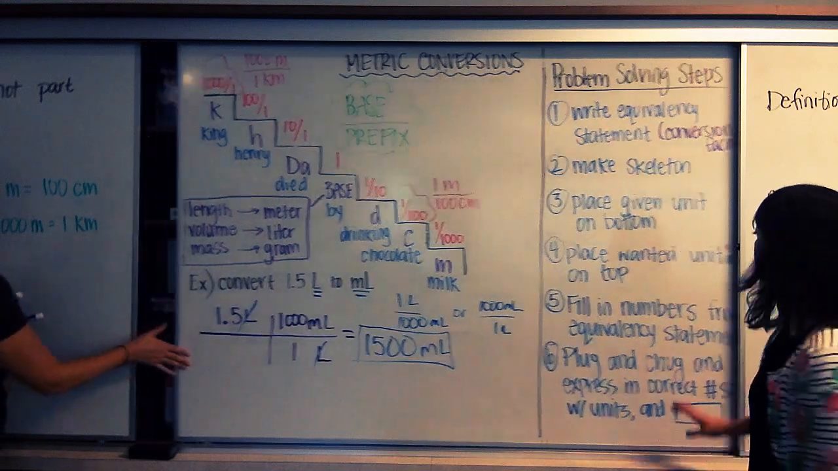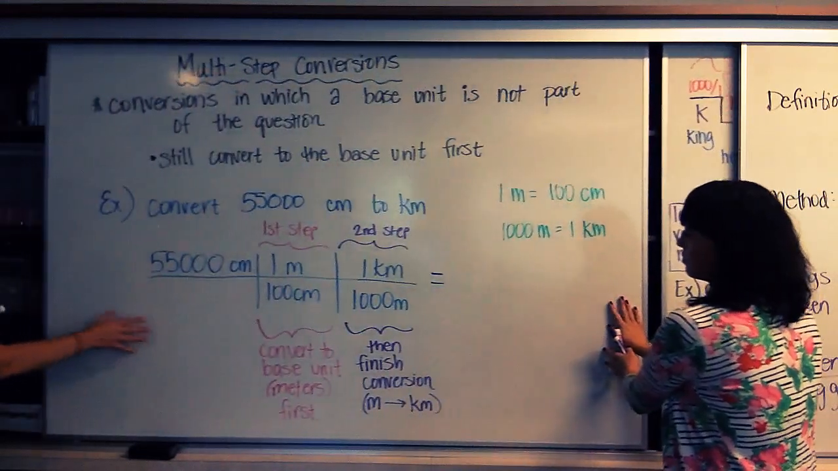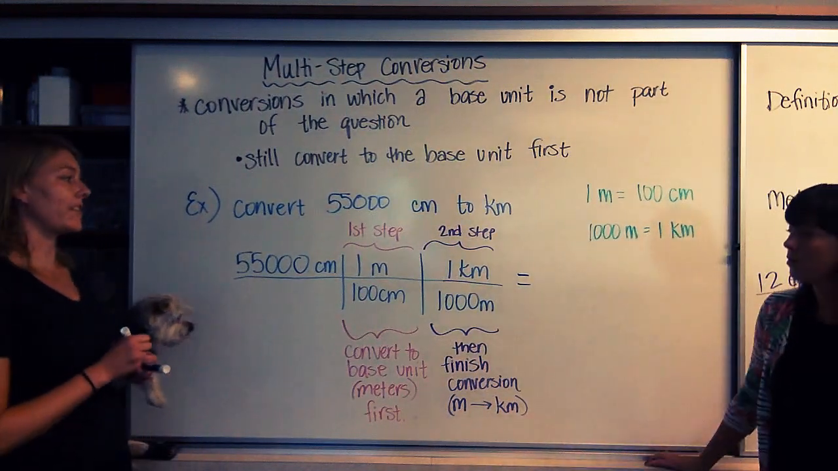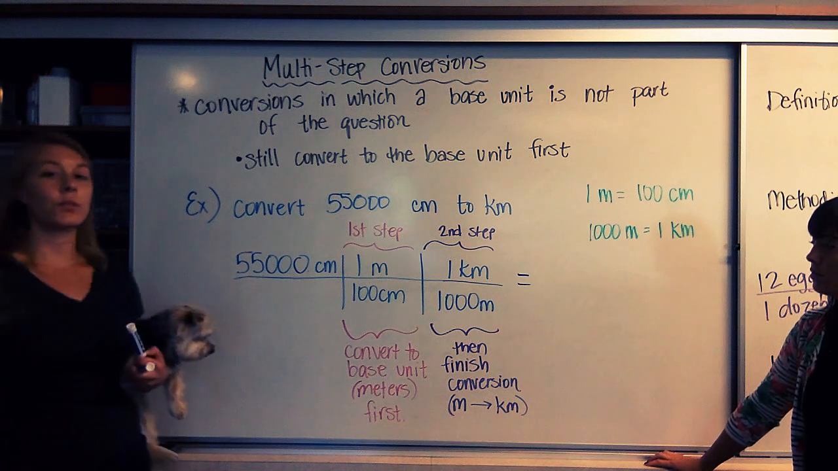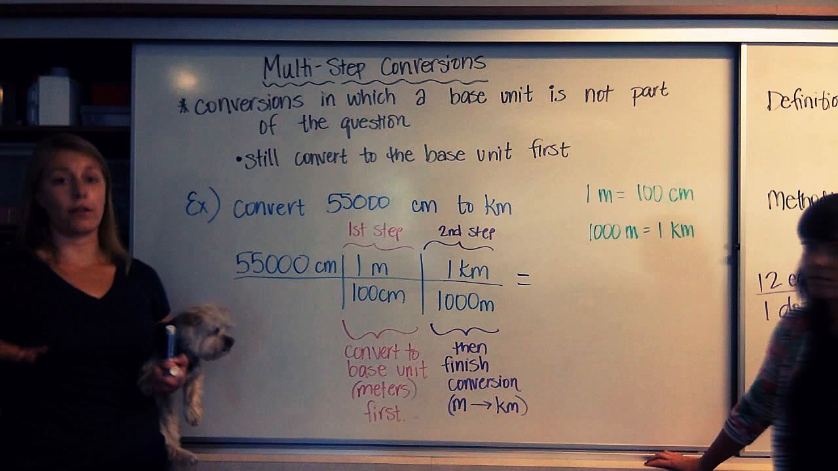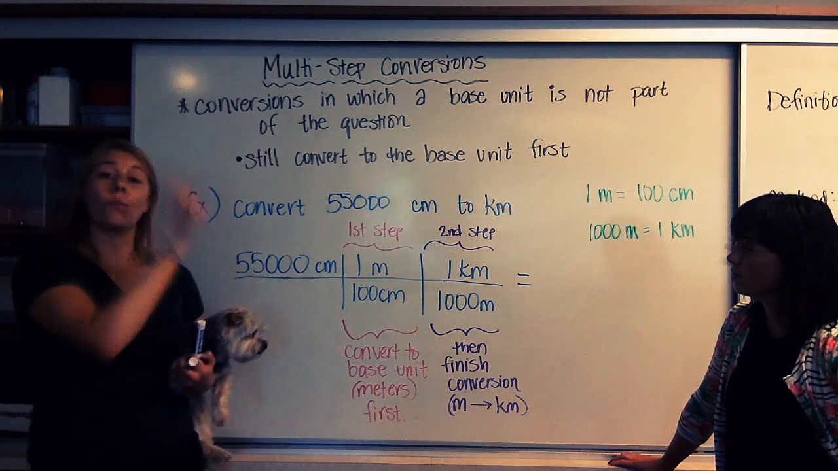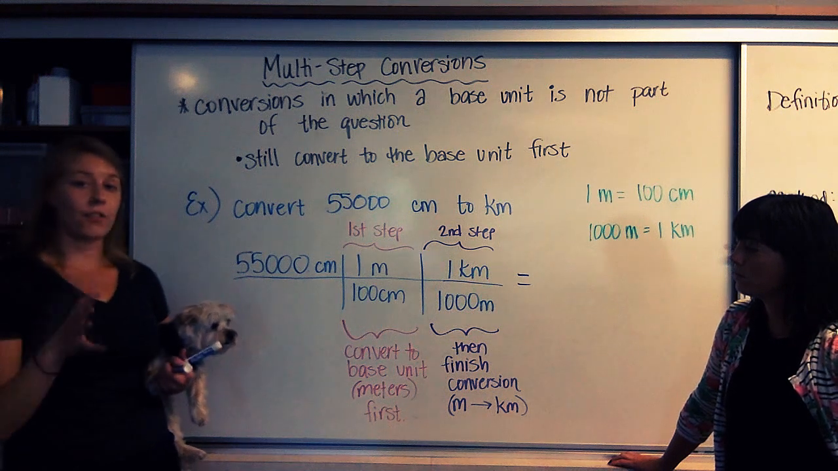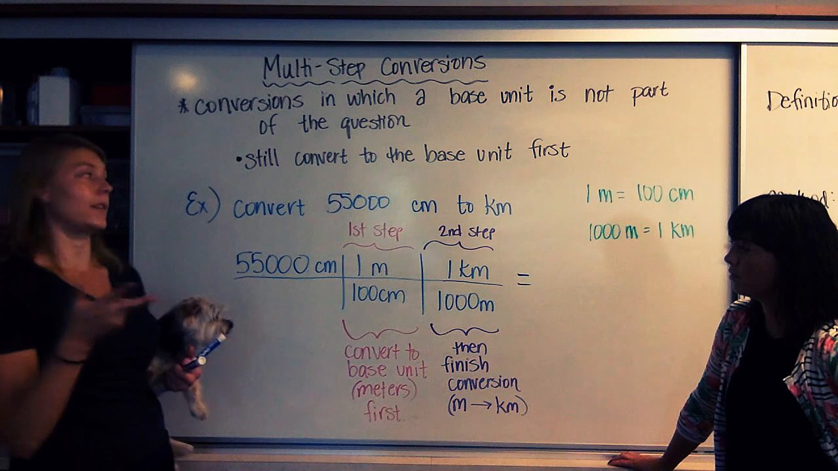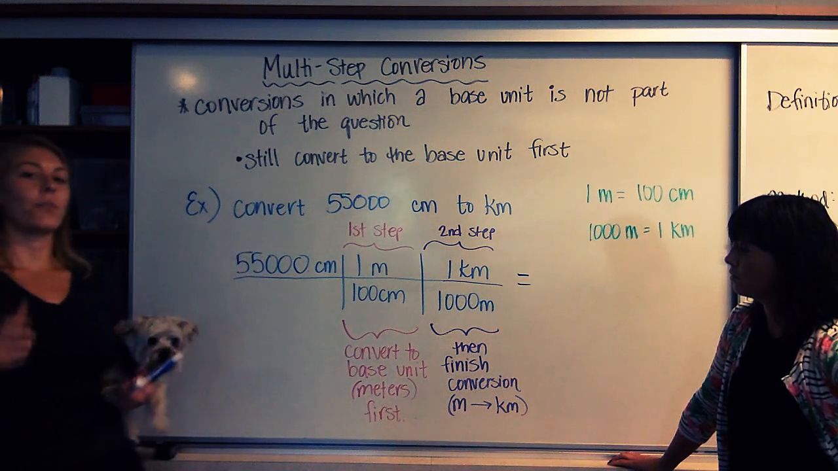All right. Last example that we have is if we are doing multiple step conversions. Right? So when we're doing multiple step conversions, what that means is that the base unit is not going to be part of the conversion. All right? So we'll see that we're going from one prefix to another. That base unit, meter, liter, or gram, is not part of the question. It's not the wanted and it's not the given. We still need to convert to the base unit first. All right? That's the important part here.